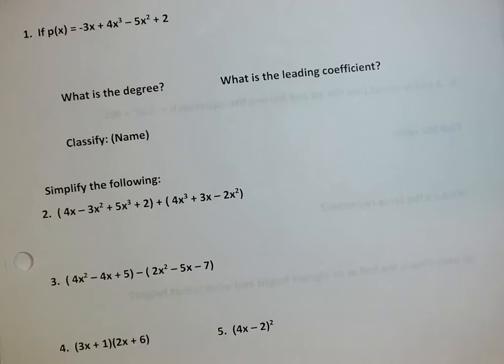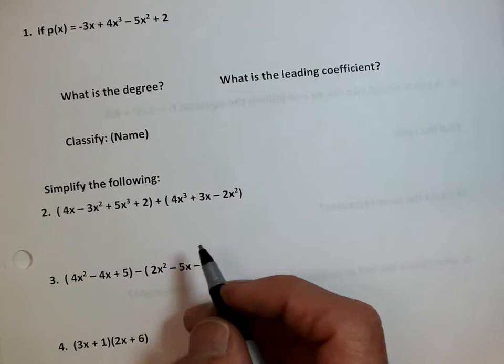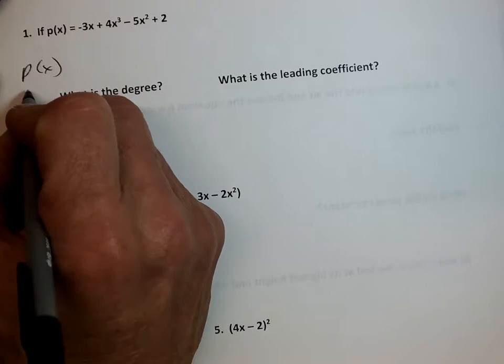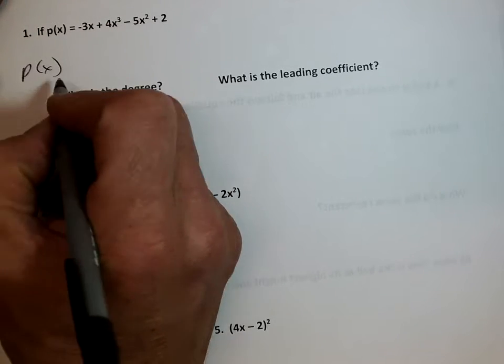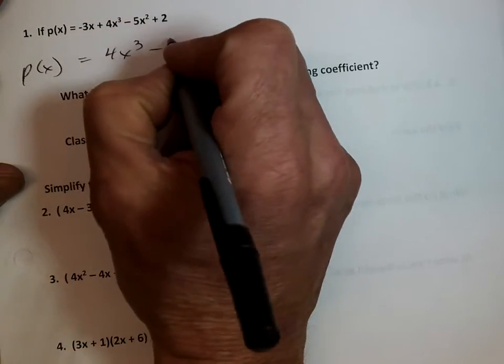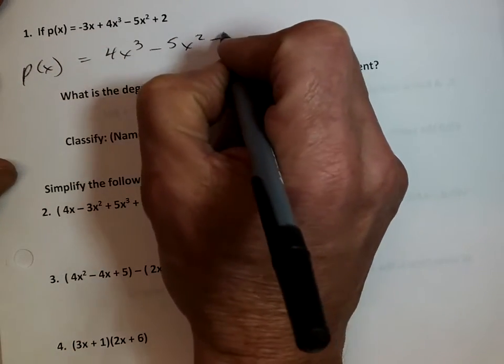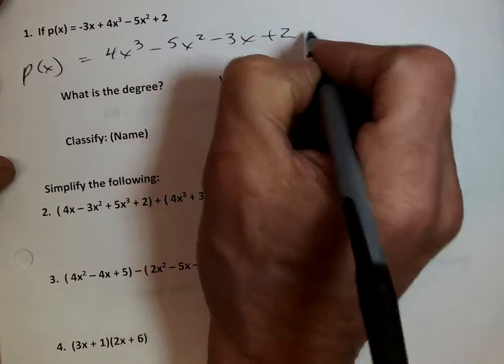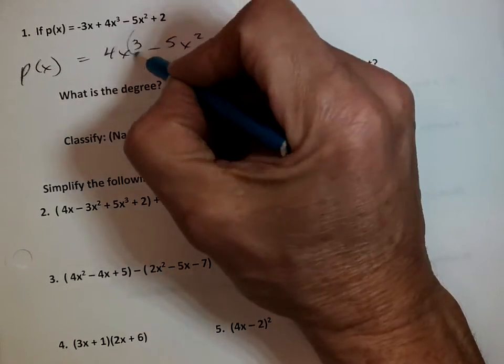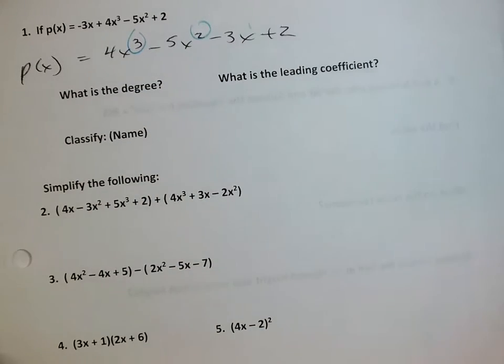So number one, first of all, is it in standard form? No, I'm going to put it in standard form. So I'm going to go P of x. P for polynomial. That's why we use P. Polynomial P of x equals 4x cubed minus 5x squared minus 3x plus 2. So what we're doing is rewriting it in order according to its exponents. Does that make sense? Super easy to do tomorrow, right? We just rewrite it in order of its exponents, okay?